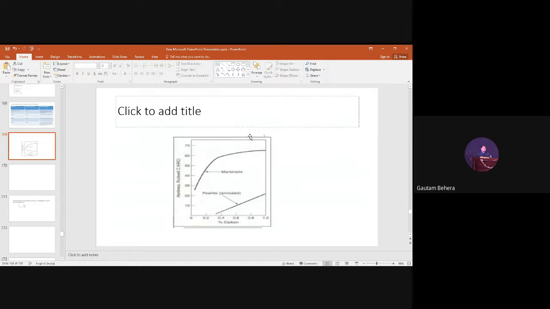And this is a graph showing hardness versus weight percentage of carbon for hardening heat treatment, for martensite and for pearlite. You can see the martensite hardness is increasing with increasing weight percentage of carbon, but it will become constant after some time. But pearlite hardness increases in a kind of linear way.